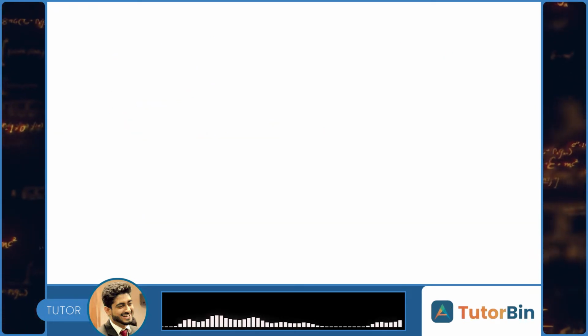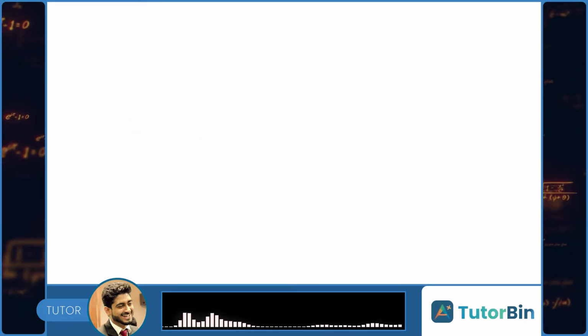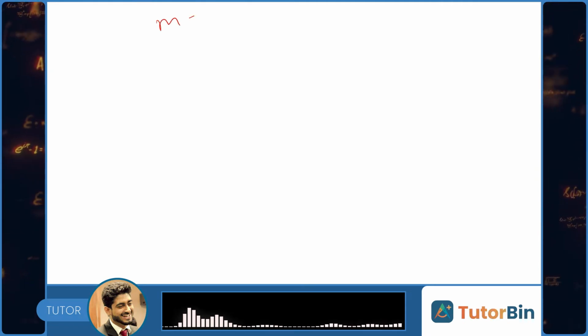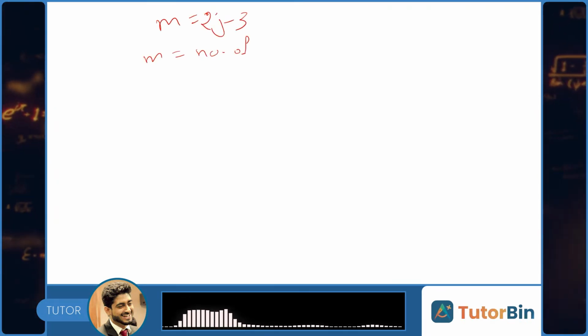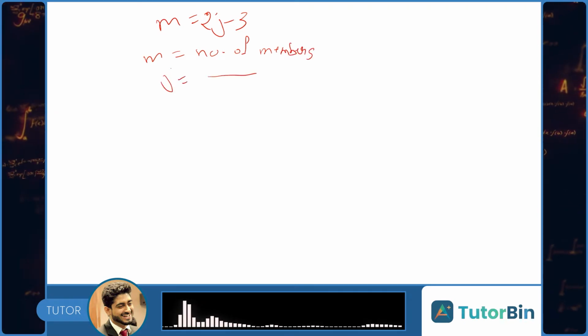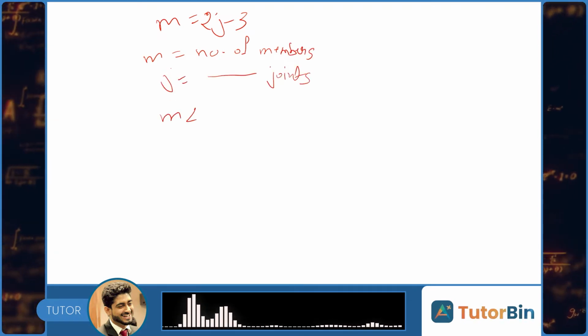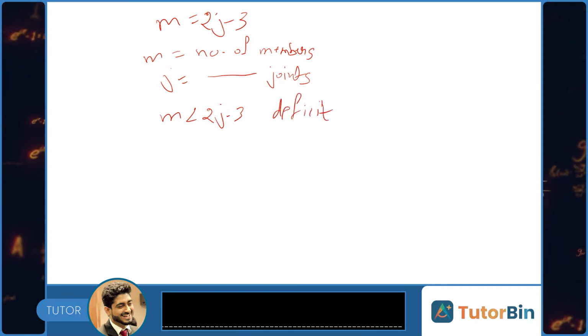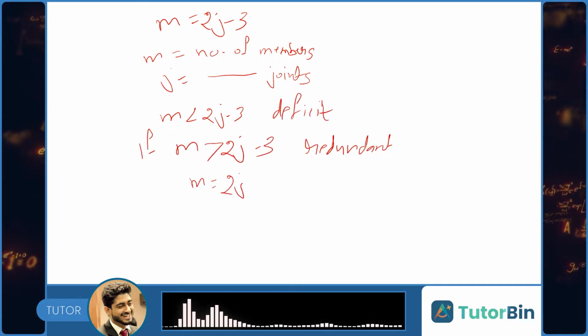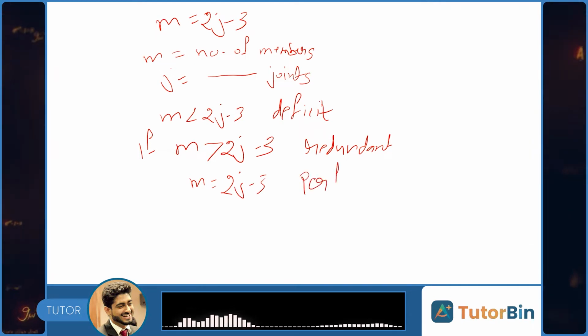So now let's move to the number of members required in a truss, which is given by the relation m equals 2j minus 3, where m is the number of members and j is the number of joints. If m is less than 2j minus 3, then the truss is called a deficit truss, and if m equals 2j minus 3, then it's a perfect truss.